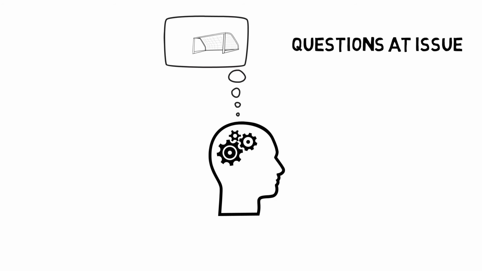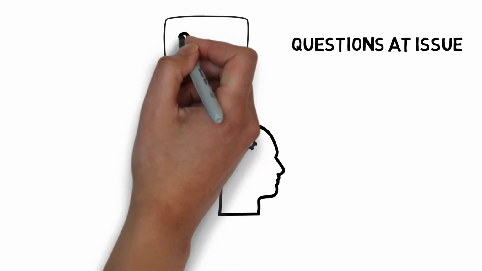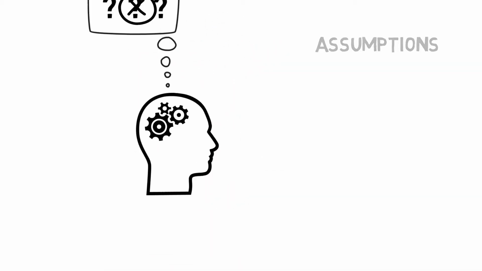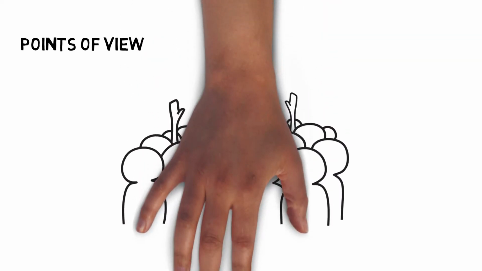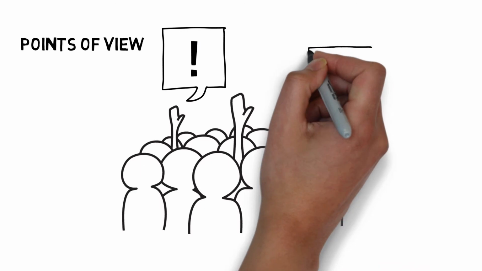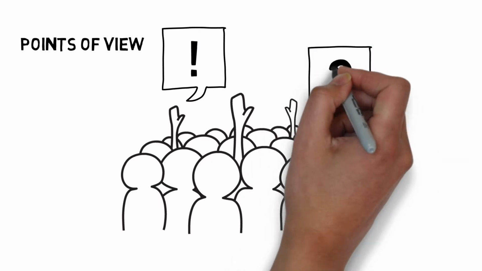Questions at issue. What are the key questions I'll need to think through? Assumptions. What am I taking for granted that might not be correct? Points of view. What other perspectives should I consider? Are there other stakeholders or other opinions on this issue that are important?